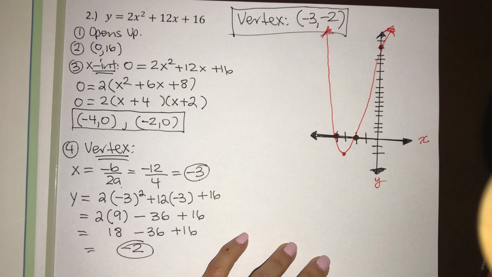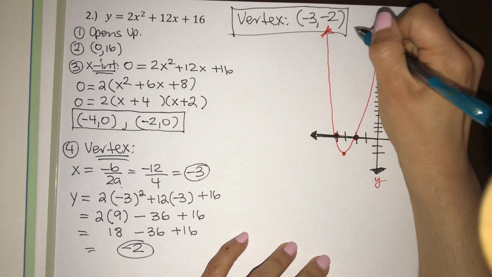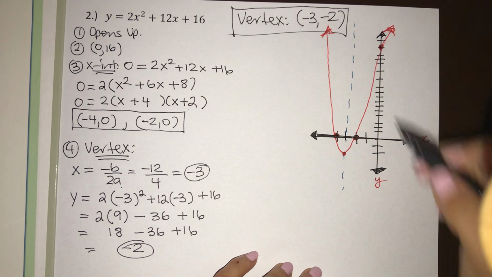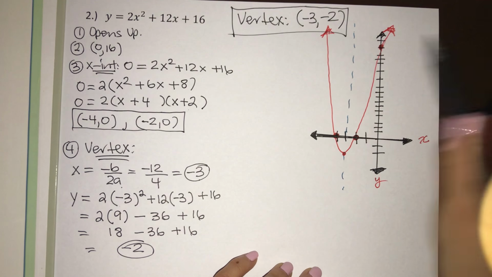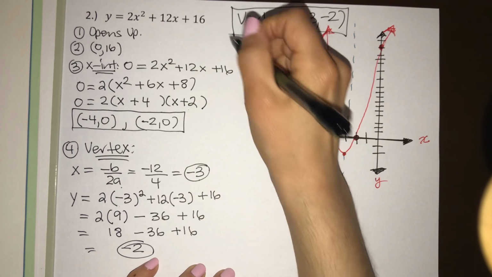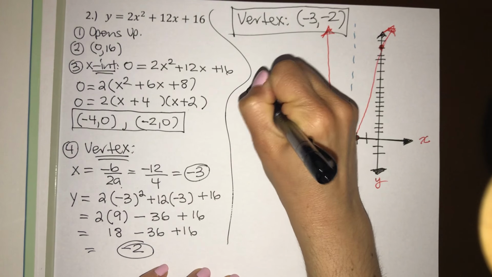Okay, the axis of symmetry. Again, it's a line that goes through the vertex. So this is an imaginary line. You could put it in if you want. It is a vertical line, so the equation of this line will always be whatever the x coordinate is for your vertex. So axis of symmetry, x equals -3.